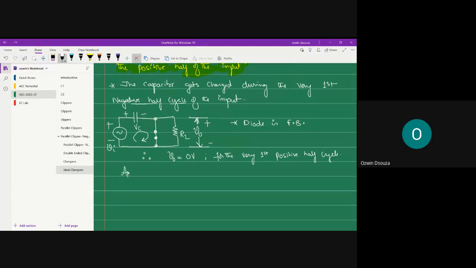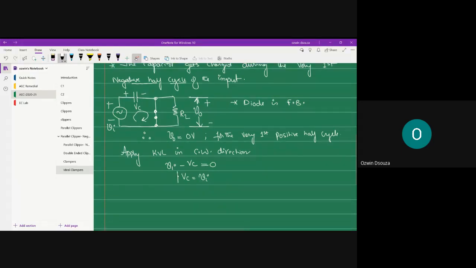Then you apply KVL in clockwise direction. So when you apply KVL in clockwise direction, what do you get? Negative to positive VI, positive to negative minus VC. And anyhow you know that voltage across RL is 0, so that is equal to 0 volts. Or VC is equal to VI. Therefore, when the input attains the maximum value, the capacitor gets charged to a maximum voltage of Vm.